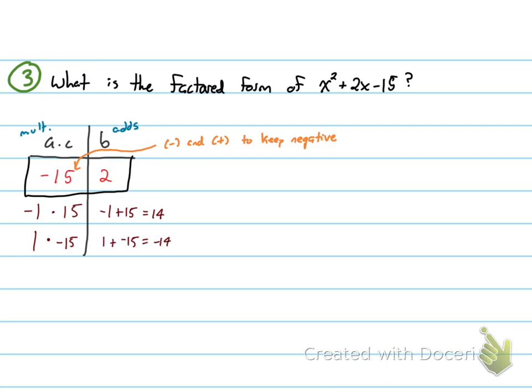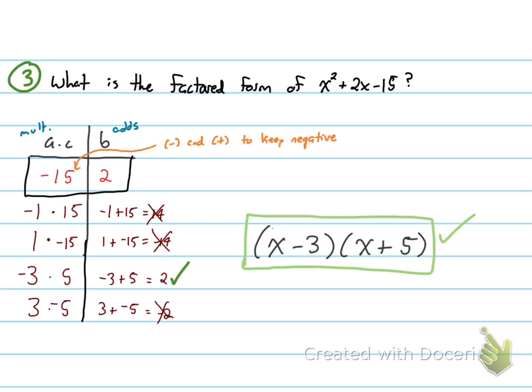Negative 1 plus 15 gives me positive 14. 1 plus negative 15 gives me negative 14. Neither of those work because I wanted to add up to 2, but again, notice that they add up to different things. The only other factors of 15 are 3 and 5, so I need to consider negative 3 times 5 and 3 times negative 5. When I add both of those together, negative 3 plus 5 gives me 2, and 3 plus negative 5 gives me negative 2. So that first one is what I go with, because I want two numbers that add up to give me positive 2. Now, in factored form, my answer would be x minus 3 times x plus 5.